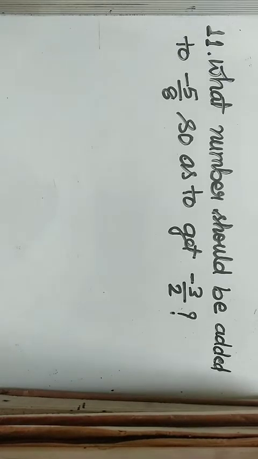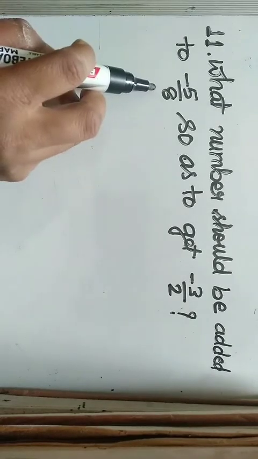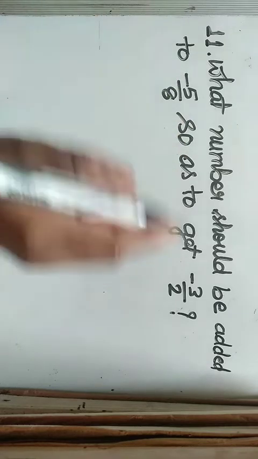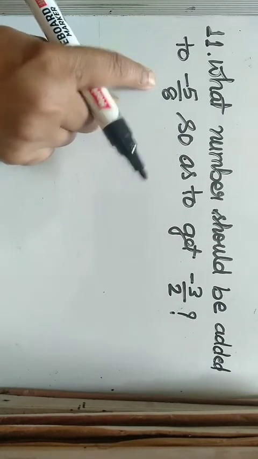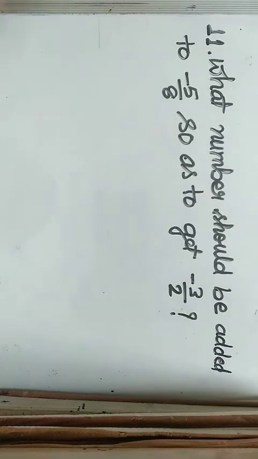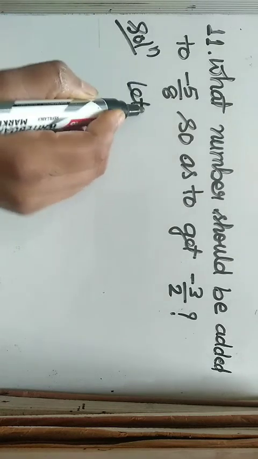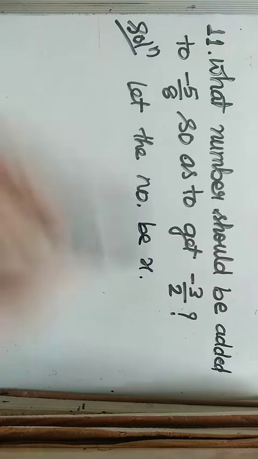Our another type of question, that is question number 11, is: What number should be added to minus 5 by 8 so as to get minus 3 by 2? What number should be added to minus 5 by 8? Minus 5 by 8 में आप कौन सा नंबर ऐड करेंगे जो आपको वैल्यू मिलेगा minus 3 by 2? So the solution of the question is, let the number be x.